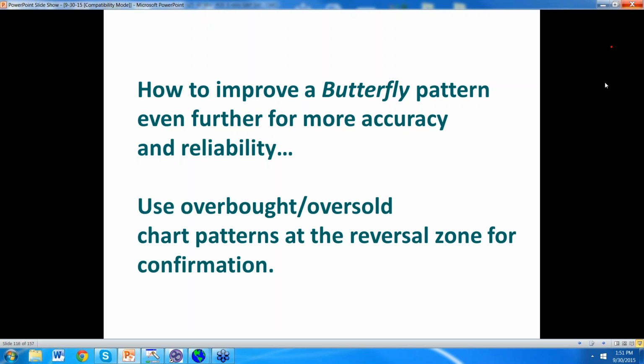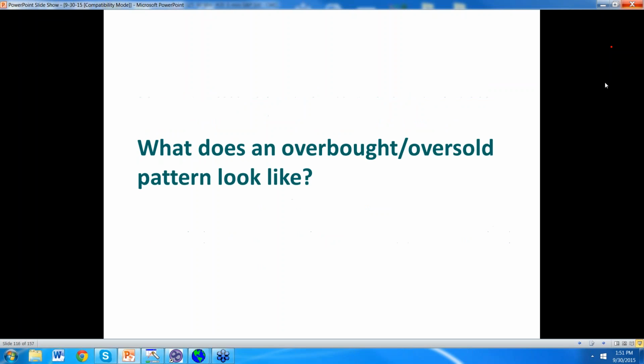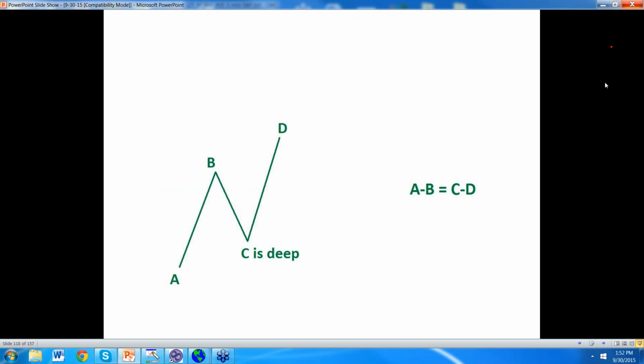What we're going to do is use the overbought, oversold chart patterns for the reversal zone for more confirmation. So aside from the blue and the red, we're going to look for another thing. What does this overbought, oversold pattern look like? Well, we're going to go back to the good old measure move again. Suppose you have a measure move with a D point C here. AB equals CD, right? And now what if the CD leg somehow shows up bigger than AB? What does that mean? This is overbought, and therefore you can expect a drop.